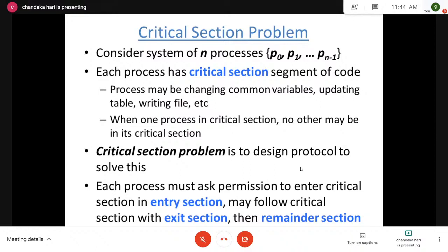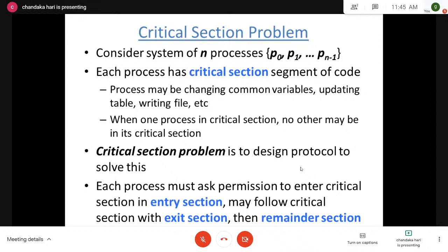Critical section is an area of a process where, while executing such an instruction, it can affect the common variables. And number two, remainder section. While executing such instructions in a process, it does not affect any other common resources. Now, each process has a critical section segment of code. A process may be taking common variables, updating a table, or writing to a file. That is, the common data is updated.